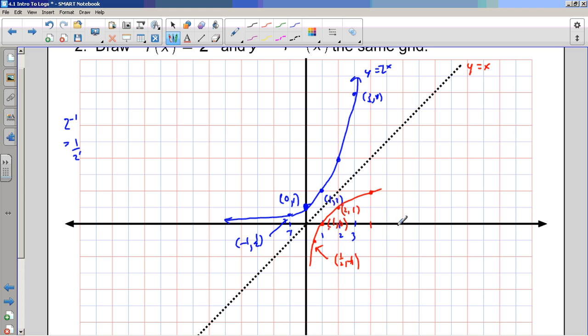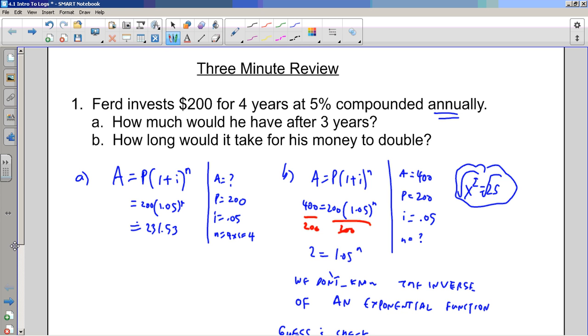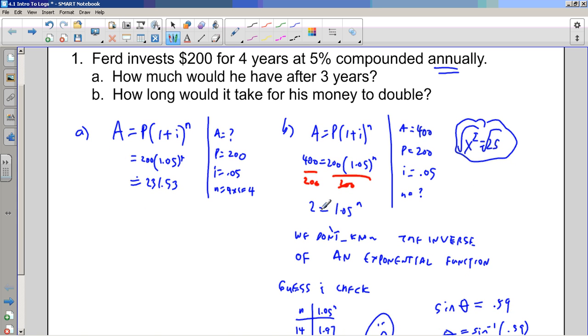It's all good. 4, 5, 6, 7, 8 there. 3 was this point, right? This is the point 8, 3. And this is the inverse of that. This is y equals the inverse function of f at x. Well, hang on a second. Weren't we looking for the inverse of an exponential function?